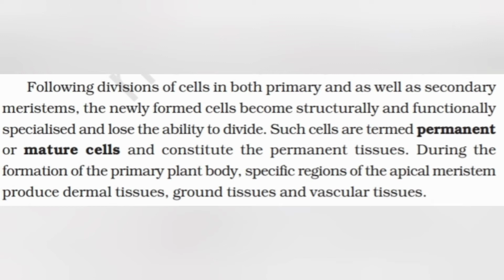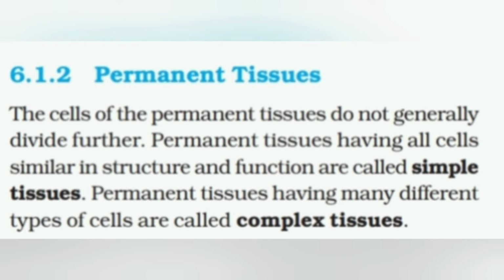Such cells are termed as permanent or mature cells and constitute the permanent tissues. During the formation of primary plant body, specific region of apical meristem produce dermal tissue, ground tissue and vascular tissue. So the second type of tissues are permanent tissues. The cells of the permanent tissue do not generally divide further. Permanent tissues having all cells similar in structure and function, hence are called simple tissues. But sometimes permanent tissue have different types of cells and they are known as complex tissues. So permanent tissues will be of two types, simple and complex.